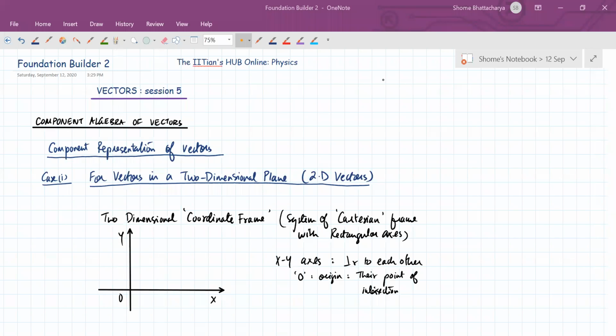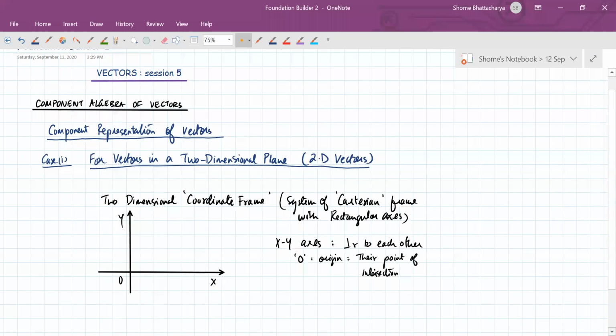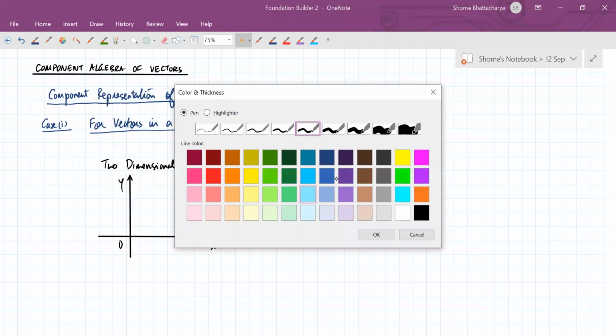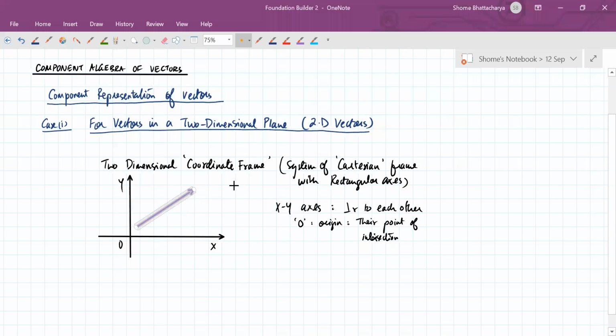This term is called component. So, component representation of vectors. In the first case, we will see the component representation in a two-dimensional plane. That is, when the vectors in concern are lying in a two-dimensional xy plane like this. We've already seen before that any vector can be represented in the two-dimensional plane as an arrow, but that is the geometrical representation. Now this geometrical representation we have to convert into something called component representation. So that's what we will learn next.